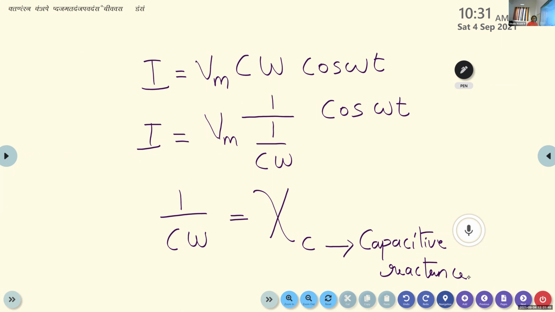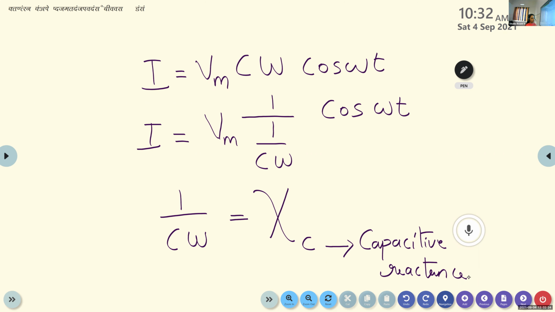And capacitive reactance means it is the resistance offered by the capacitor. Chi C is actually an equivalent term, similar to the resistance in the case of a resistor, or chi L in the case of an inductor. Similarly, in the case of capacitor, we have a term chi C representing the capacitive reactance, that is, the resistance offered by the capacitor. So here 1 by C omega is equal to chi C, where chi C is the capacitive reactance.